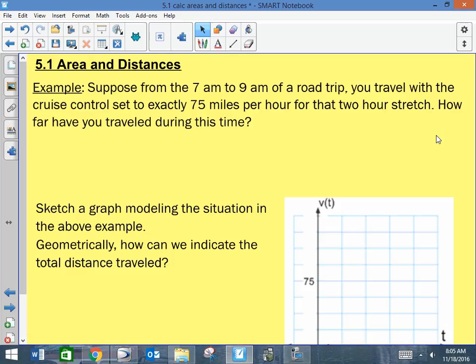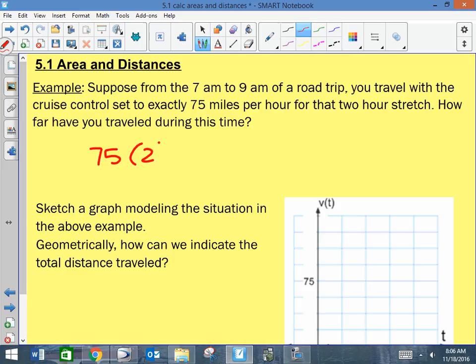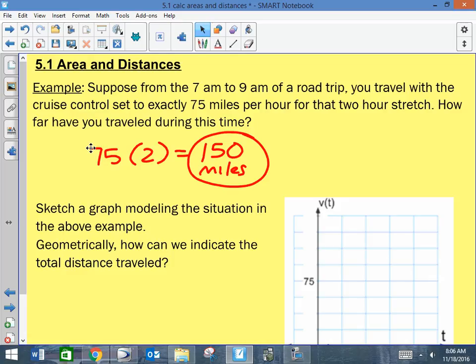Okay, so suppose from 7 a.m. to 9 a.m. of a road trip, you travel with the cruise control set to exactly 75 miles per hour for 2 hours. How far would you have traveled during this 2-hour time slot? 150, because you take your rate times your time to get your total distance. Now, that's theoretical, no breaks, nothing, which is highly unlikely, but that's what we're going to talk about.